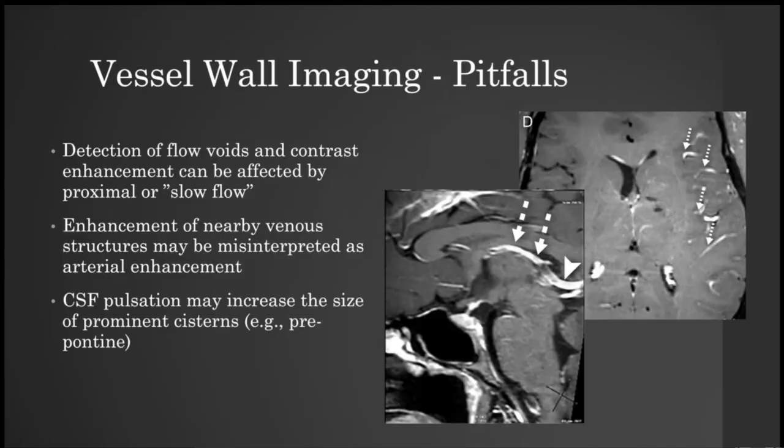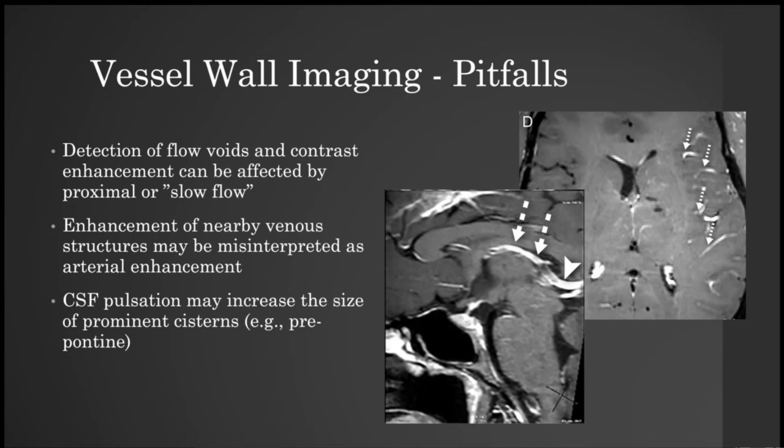So the pitfalls to the vessel wall imaging, I think, are these: the flow voids and contrast enhancement, just like everything else, can be affected by the slow flow. And then you can also miss things. So you get venous structures that may be interpreted as arterial enhancement. And these are some images on the right that show venous structures enhancing, and that's because of the slow flow.